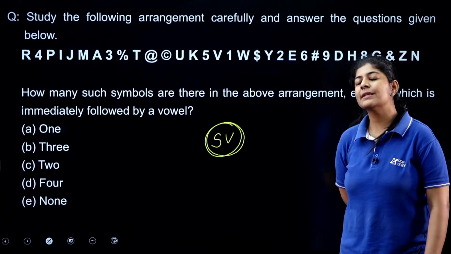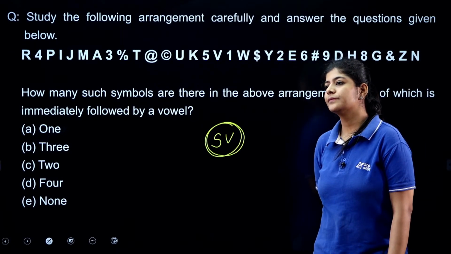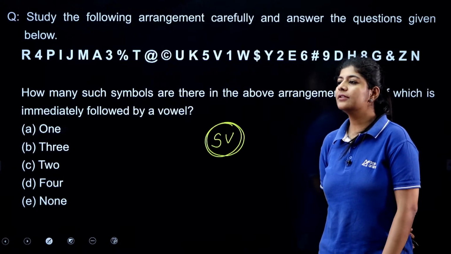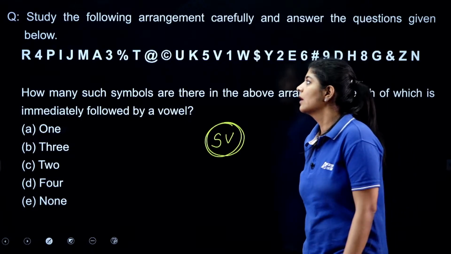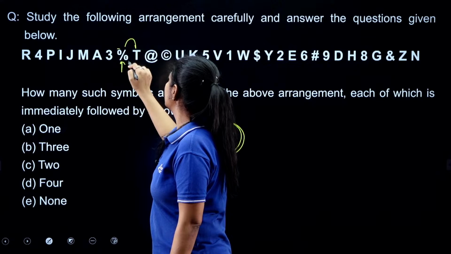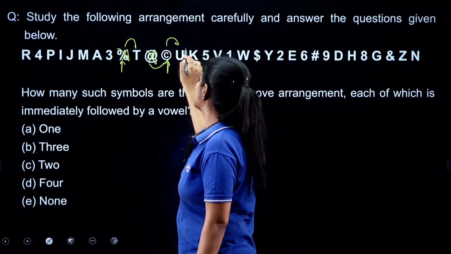What we have to do, we just simply have to find out this combination. How many symbols are we having with this condition? We need to focus on the symbol. Symbol. Do we have a vowel after that? No. Symbol. Vowel? No. Symbol. Do we have a vowel? Yes.